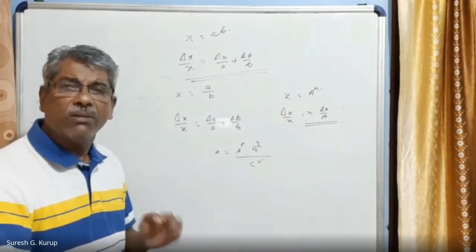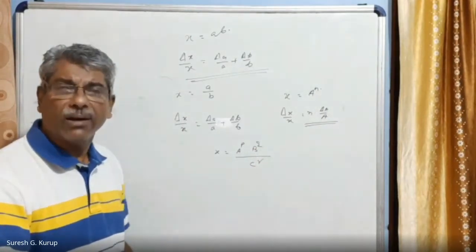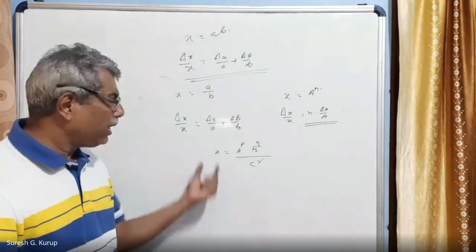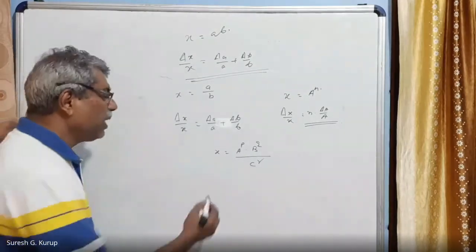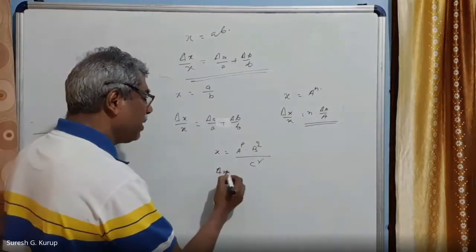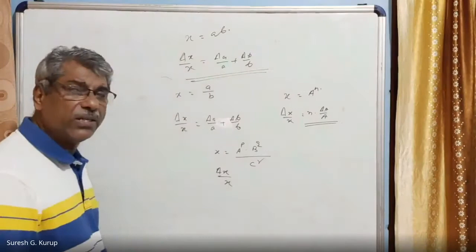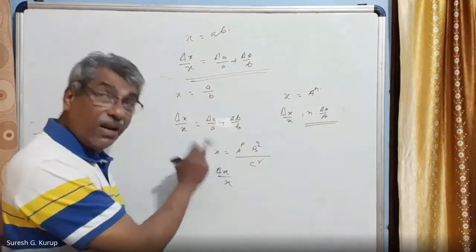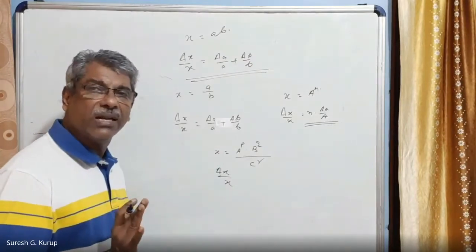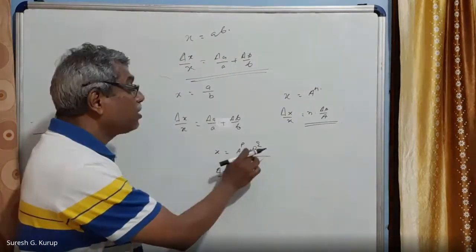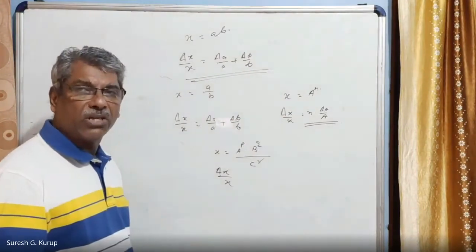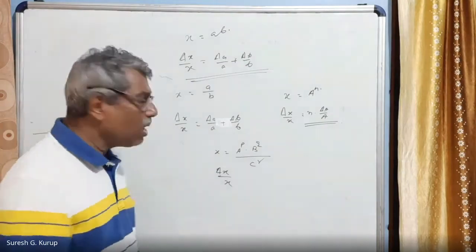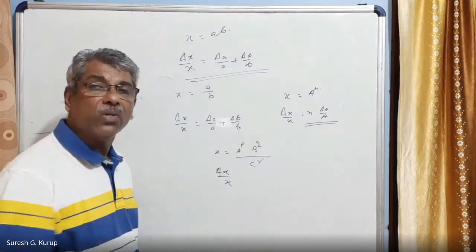In this case, what is the fractional error in the final calculation? What is the relative error in the calculation? That is given by delta x by x. Always relative error is the ratio of absolute error to real value. In this case, the real value is x only, right? But the absolute values of a, b and c are a plus or minus delta a, b plus or minus delta b, c plus or minus delta c. All are operated with powers also here.